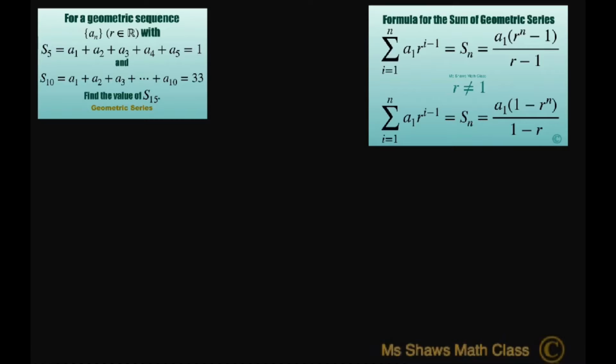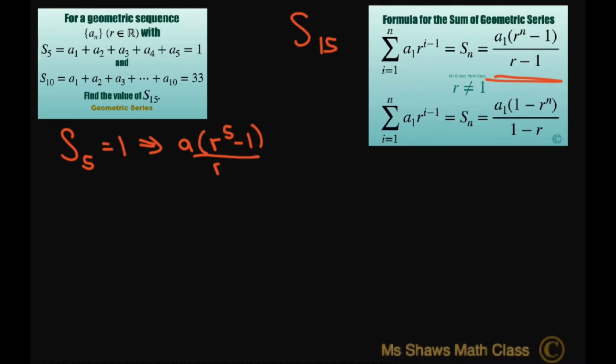All right. So what we have to do is find r and our first term, so we can use this formula here and find S sub 15. Therefore, let's look at S sub 5 equals 1. That means if I use this formula, my first term a, and my n is 5. So that's a times r to the power of 5 minus 1, divided by r minus 1, equals 1.